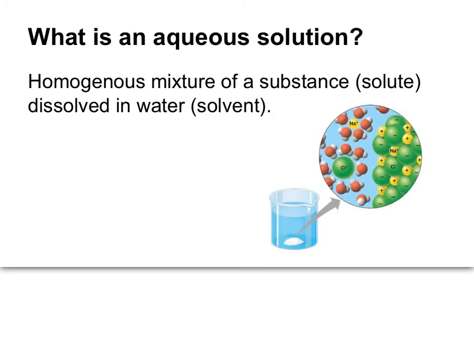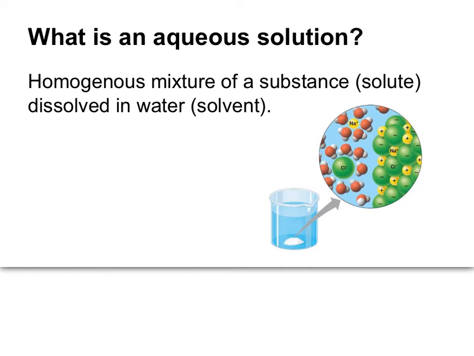So what exactly is an aqueous solution? Well, if you can remember back to when we were distinguishing between elements, compounds, and mixtures, an aqueous solution is very simply an example of a homogeneous mixture that occurs when a substance, otherwise known as a solute, is dissolved in water, which we will call the solvent.